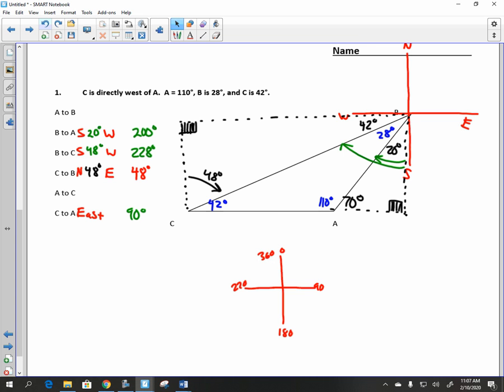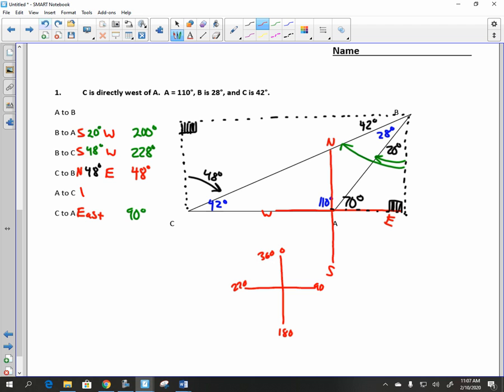Hey, let's go to our last spot. We'll go on over to A. I put myself right at A right here. A to C. A to C. Straight west. What's the numerical bearing? 270 degrees.